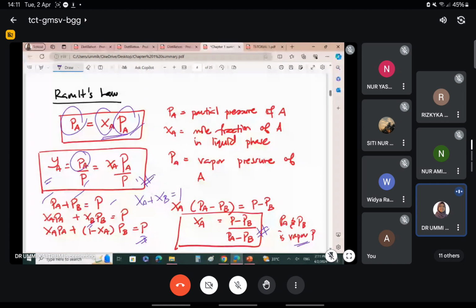Okay, jangan salah. Lalu student dia letak partial pressure. Sebenarnya ini adalah vapor pressure sebab kita dah ganti kat sini tadi kan. Okay, ini partial pressure. So ini adalah vapor pressure. Boleh?